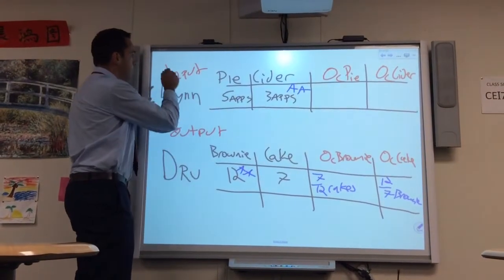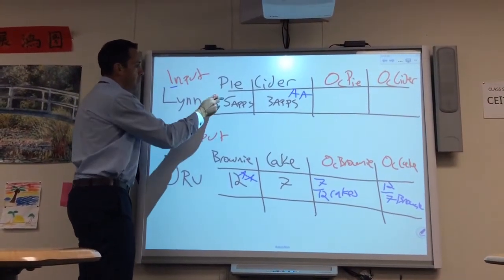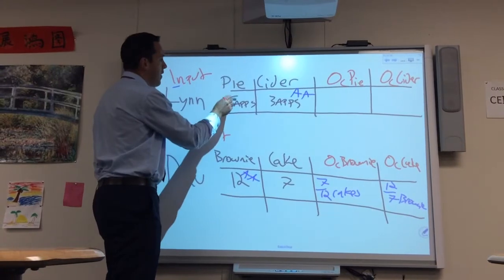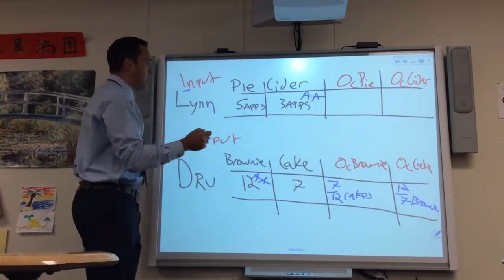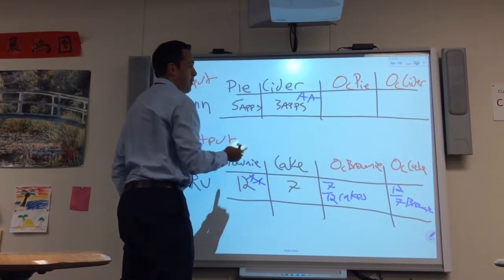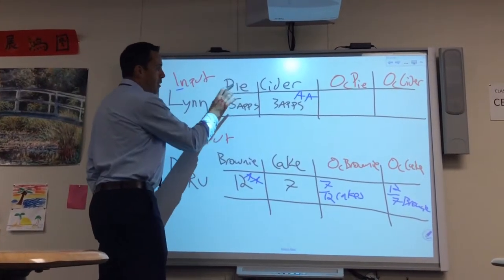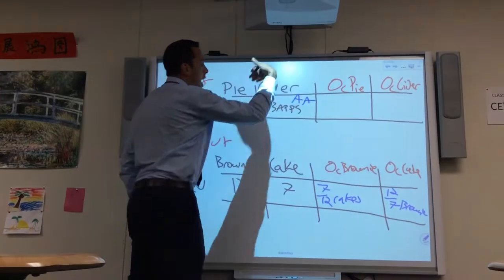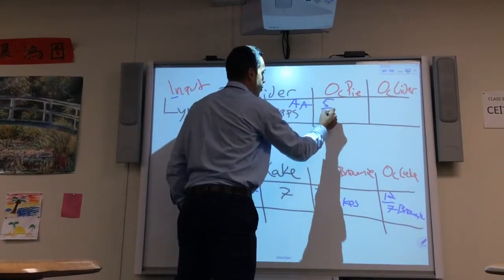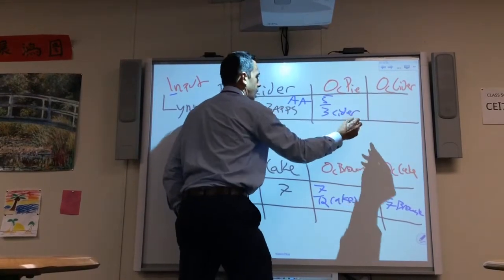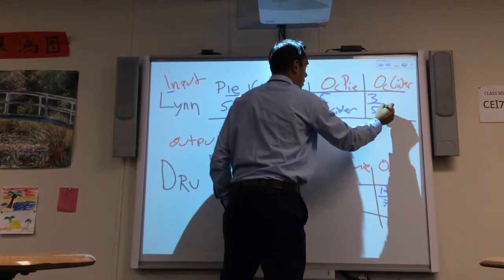Here, with the input, I first think about it this way: if I'm using 5 apples to make a pie, those 5 apples could be making how much cider? And it only takes 3 apples for a cider, so I could employ those 5 apples to make 1 cider, and then I would have 2/3 of a cider left over. So this is 5 over 3 cider, and 3 over 5, the reciprocal, pie.